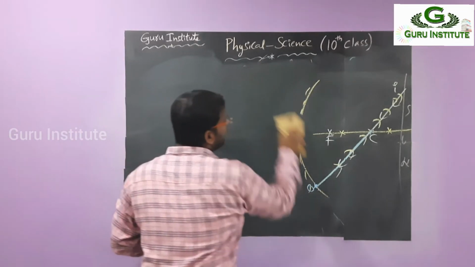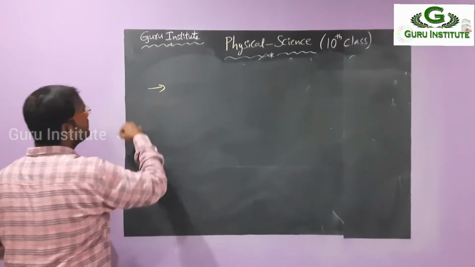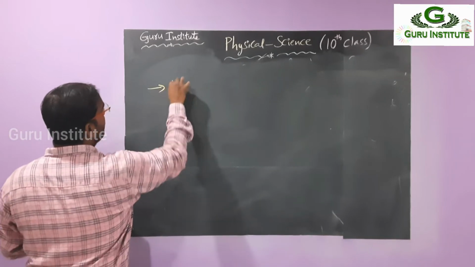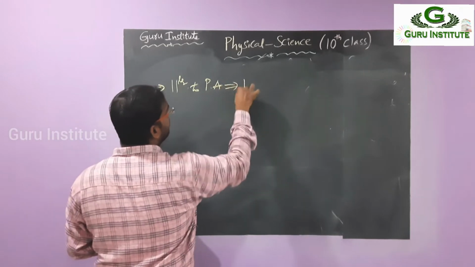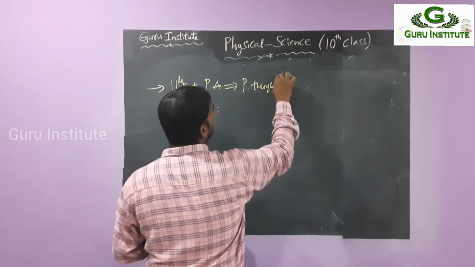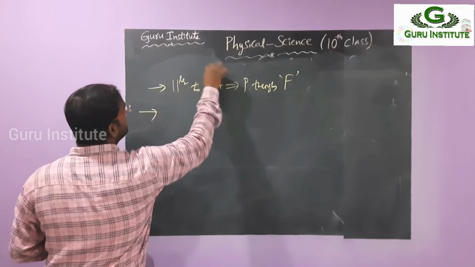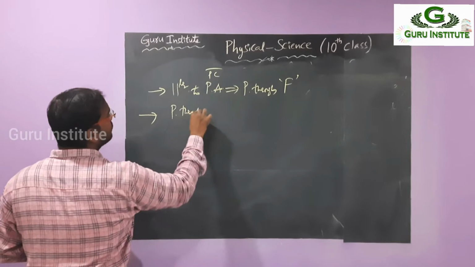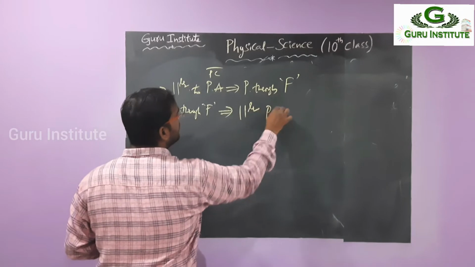So let's try all these cases. First one, what is the first point we are getting? A ray parallel to the principal axis passes through the focus. First one, parallel to the principal axis, passing through the focus. The principal axis is the PC bar. Then vice versa, a ray passing through the focus goes parallel to the principal axis.